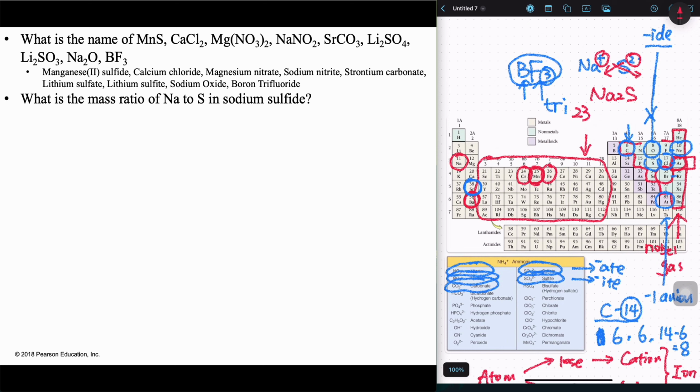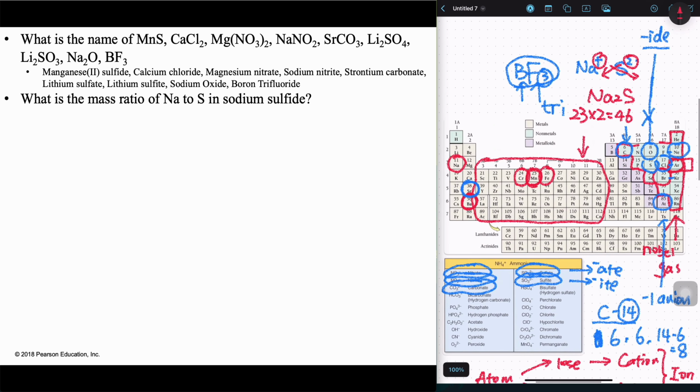Because we have 2 sodium here, it's 23 times 2, which gives us 46. Sulfur, we can also read from the periodic table. The mass of sulfur is 32. So 46 divided by 32, we get the mass ratio of 1.43.